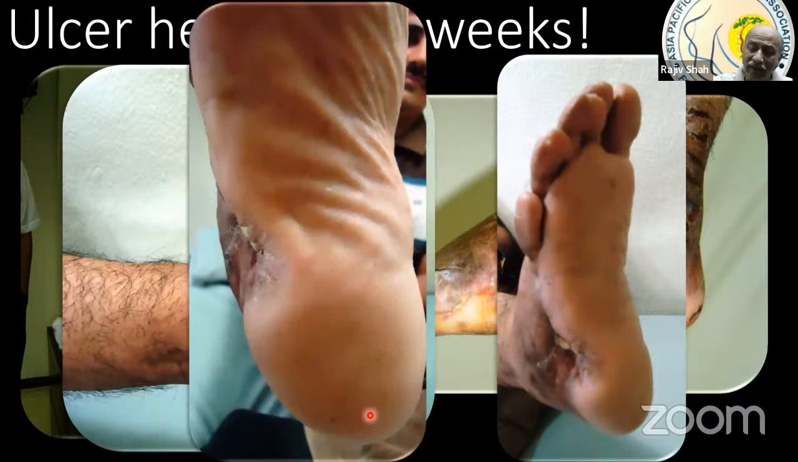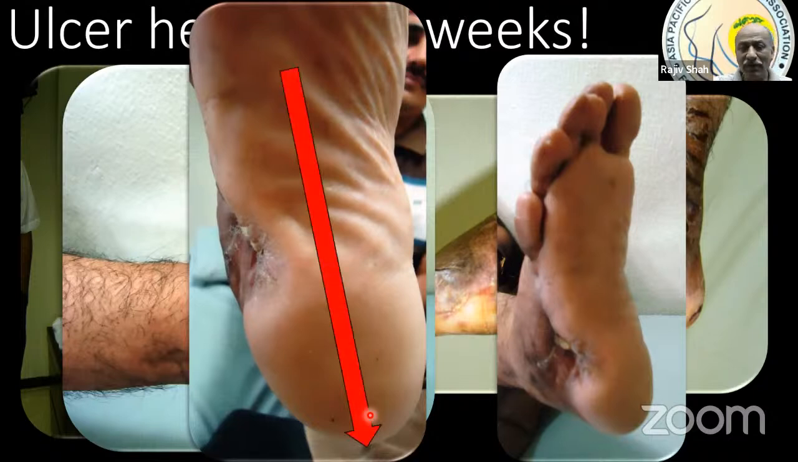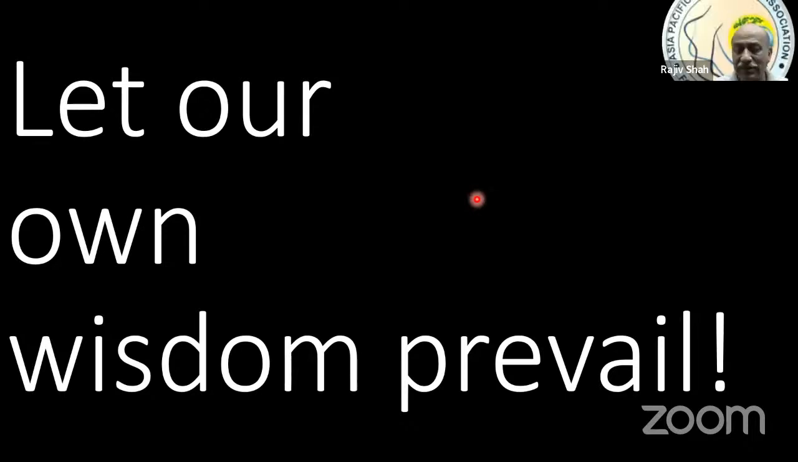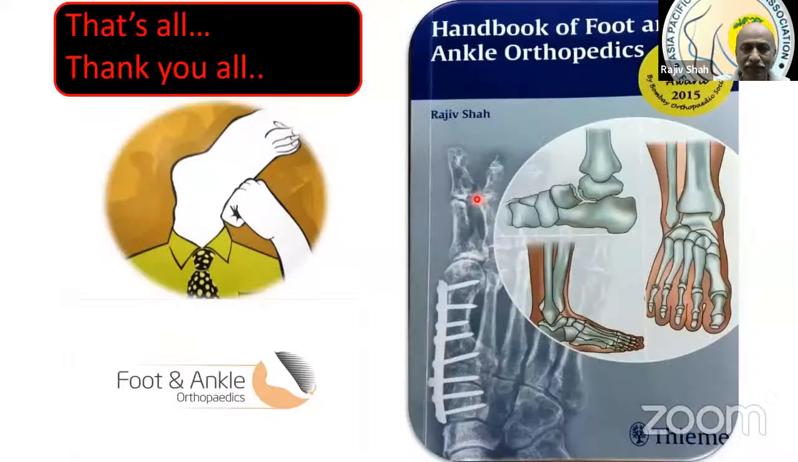But orthotists were not ready to leave this patient. So how do you take that foot scan? Yeah, that's in the next talk we'll discuss. So it is the orthopedic surgeon's wisdom which should prevail, that yes, this patient is not responding. Either I have to upgrade or move to a next step of footwear modification, or I have to go for the surgery.